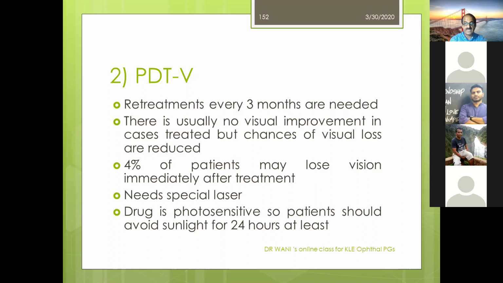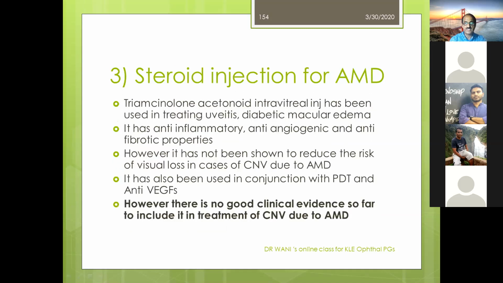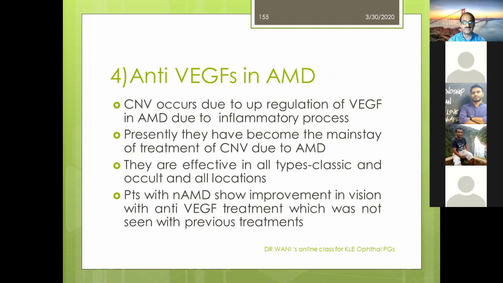There are only a few centers in Karnataka, only one center, so it's not used. The side effects are transient visual disturbances, side effects to the injection and photosensitive reactions, and infusion-related low back pain can occur. Steroid injection is also obsolete. I will not discuss it. I'll go to the mainstay of treatment, anti-VEGFs.